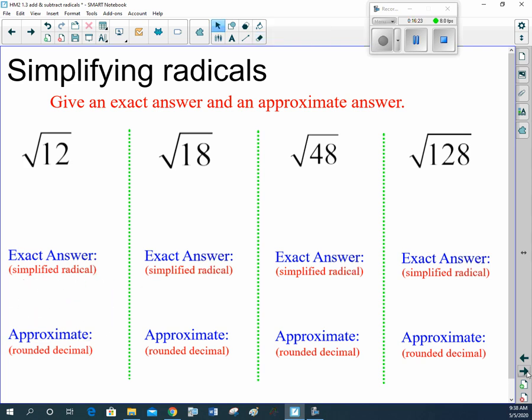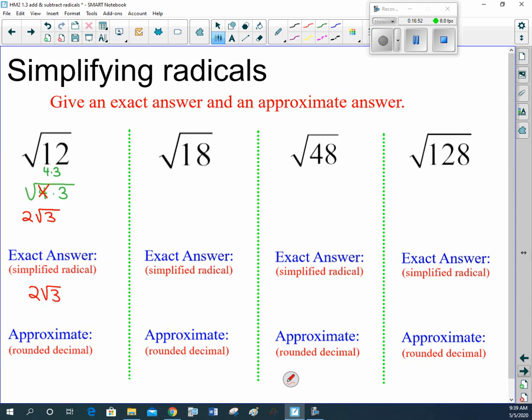Okay, so here we go. We're going to do square root of 12. Like I said, I like to do perfect square factors. Off the top of my head, I always think 4s and 9s right off because I know the square root of 4 and I know the square root of 9. So 12 is 4 times 3. So this is the square root of 4 times 3. What's the square root of 4? It's 2. So 2 root 3. My exact answer is 2 root 3.